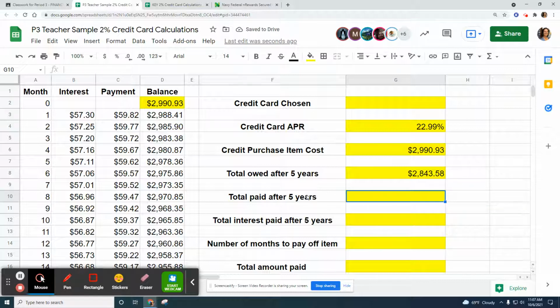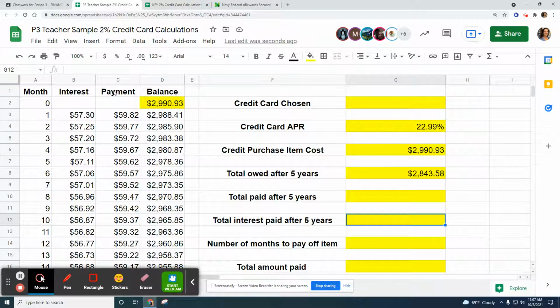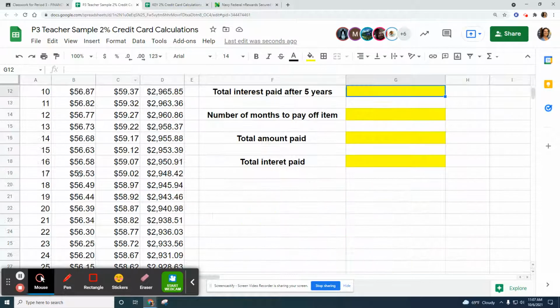Okay, can you guys please stop scrolling if you did and just look up here so that you make sure you're keeping up with these last few things, because we are moving on to a different spreadsheet in about 5 minutes. Okay, total paid after 5 years and total interest. That's the sum of these two columns. So total paid is my payment column, and total interest is this interest column.